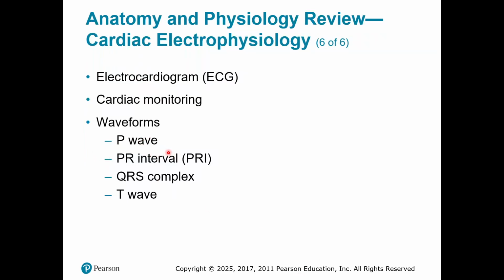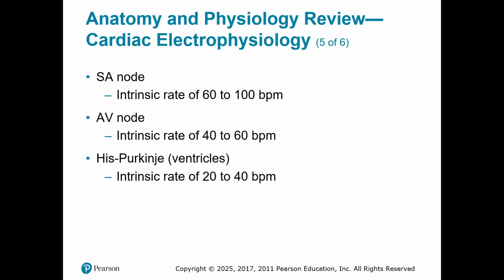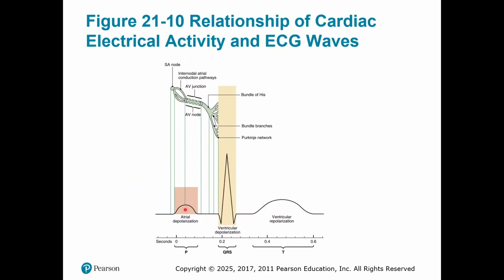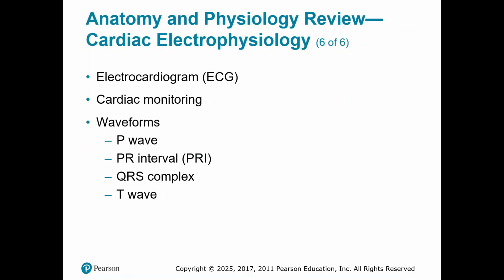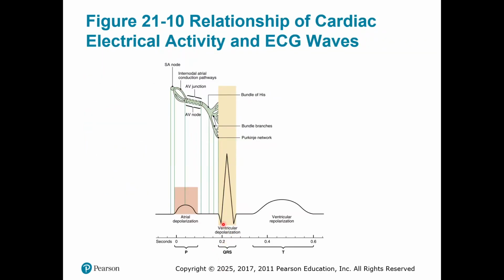Again, we talked about the P wave. There's a PR interval, a QRS complex, and a T wave. So if you look here, right, this is your PR interval right here. Then we have the QRS complex, which is right here. And then this is considered the T wave.